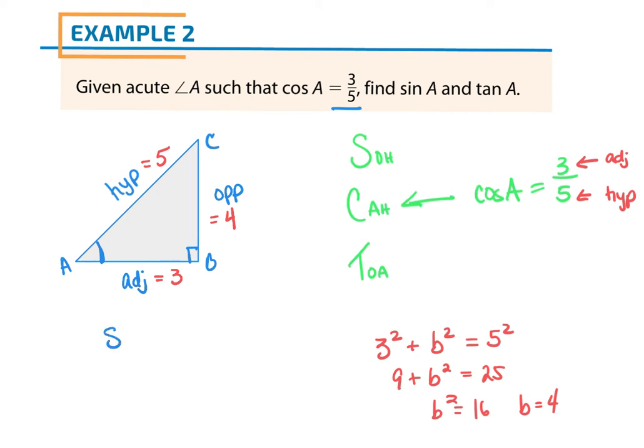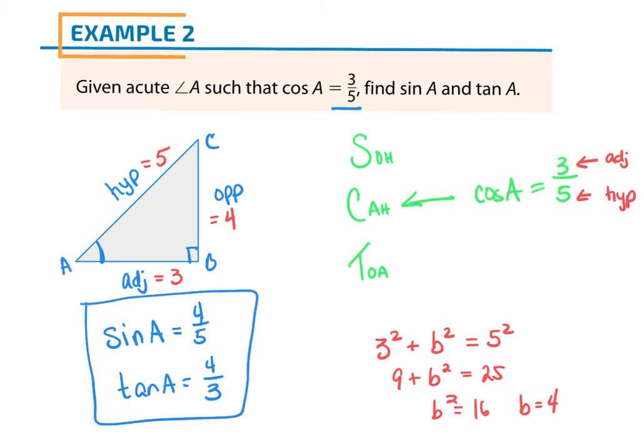They want the sine of A. That's going to be opposite over hypotenuse. What is my sine going to be? 4/5, right? They want the tangent of A, which is opposite over adjacent. What is that going to be? 4/3. You do not change it to a mixed number. Leave it as an improper fraction. So this would be my answer here.